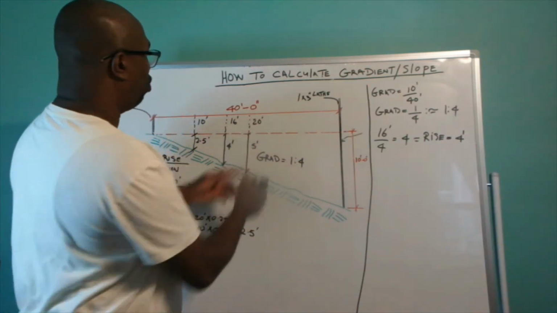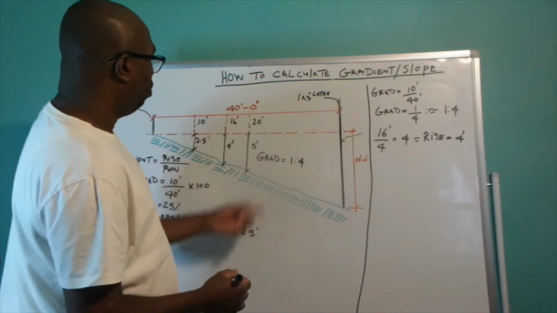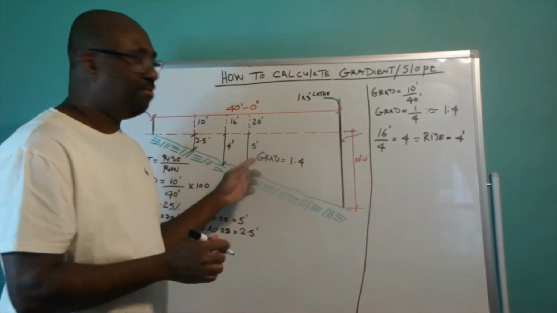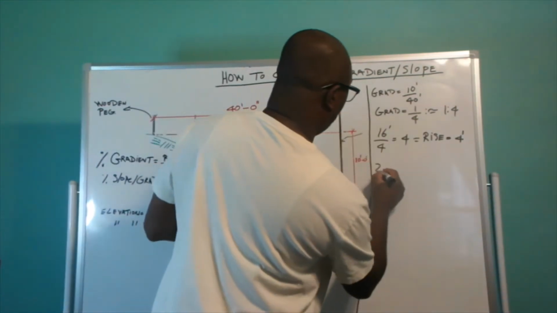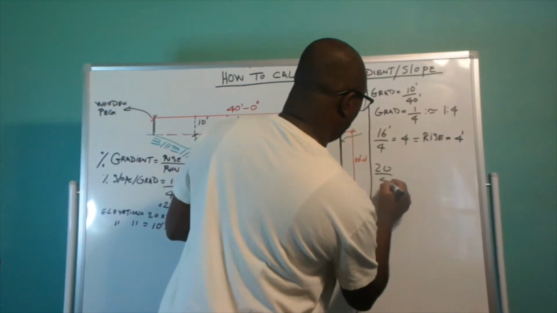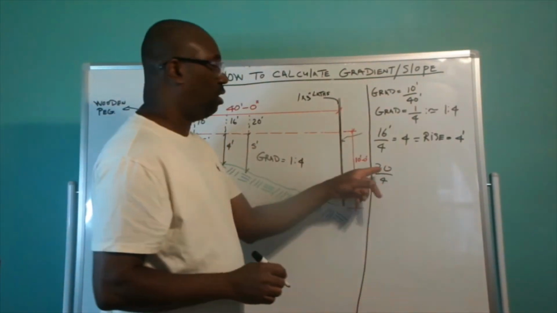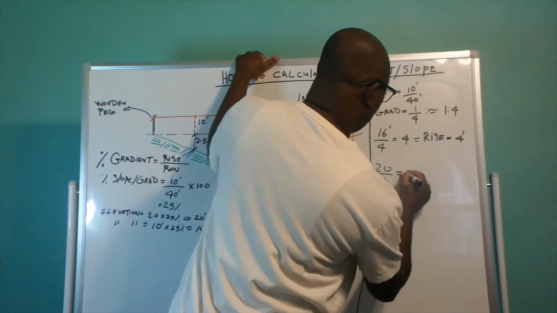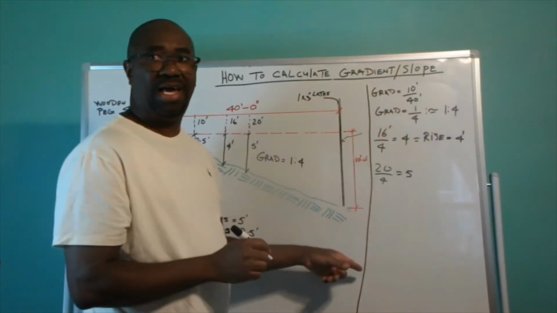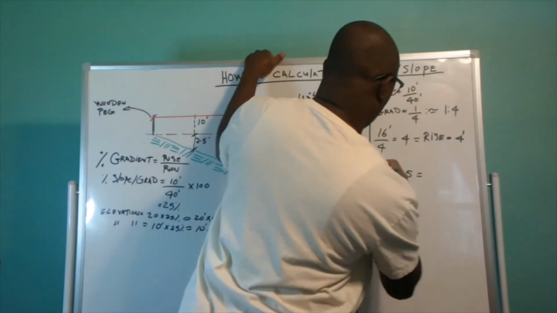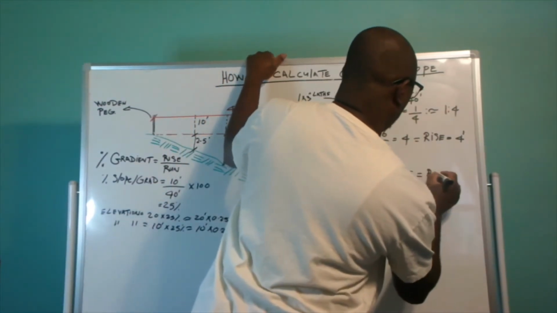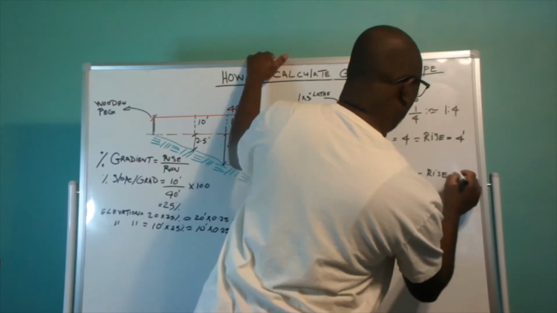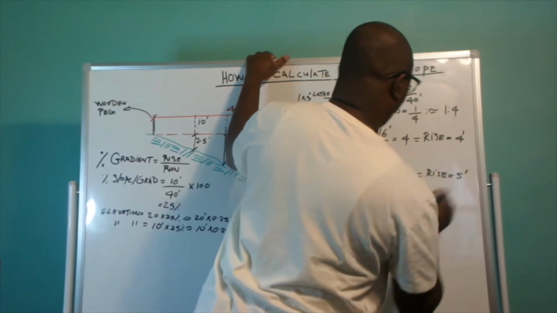So if we go back to our 20 feet, we're supposed to end up with that same 5 feet. So if it's 20 feet, we work out how many times we can get 4 feet out of 20 feet, and that is 5 times. And 5 times 1 is 5. So the rise at 20 feet, the run at 20 feet is equivalent to a rise of 5 feet.